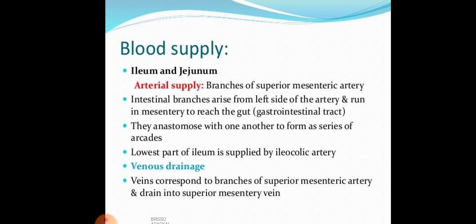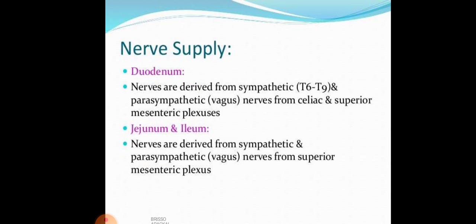Now the blood supply. Arterial supply is by the branches of superior mesenteric artery, and the venous drainage is into superior mesenteric vein. Now the nerve supply: the sympathetic nerve supply is by the thoracic 6th to 9th spinal nerves, and parasympathetic by the vagus. In the jejunum and ileum also, sympathetic and parasympathetic innervation is derived from vagus nerve from superior mesenteric plexus.